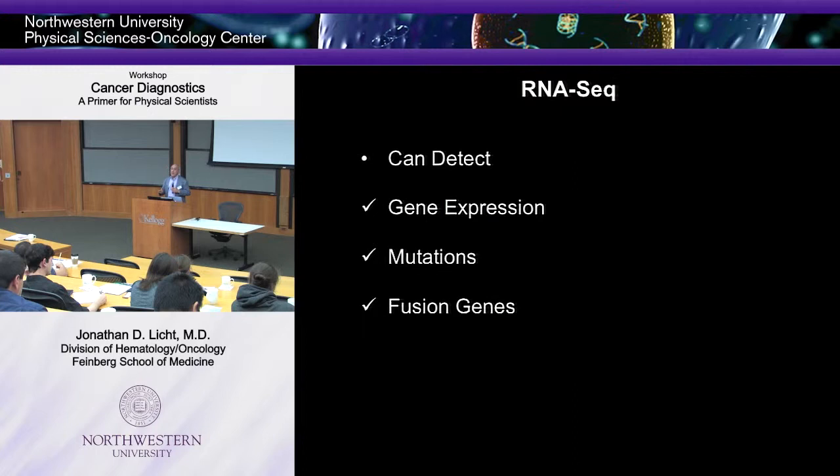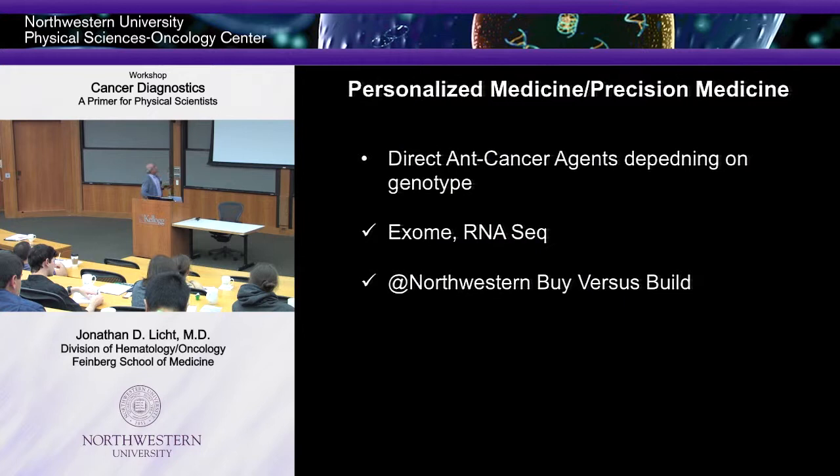This comes down to the era we now call personalized medicine or precision medicine, the notion that you can direct anti-cancer agents depending upon your genotype, which means which chromosomes are rearranged, which genes are deleted or amplified, which genes are mutated. Some of the ways you can do this rapidly now are RNA-seq or exome sequencing. And the question for us downtown is the classic question of buy it or build it. Should we buy it or should we build it?